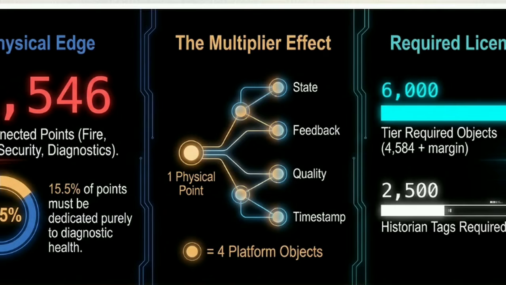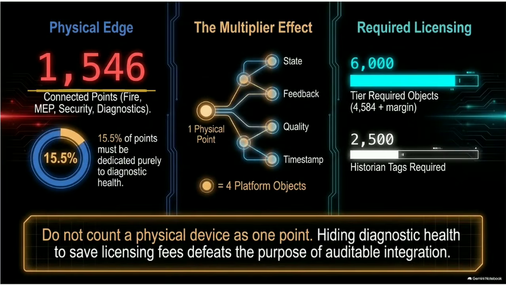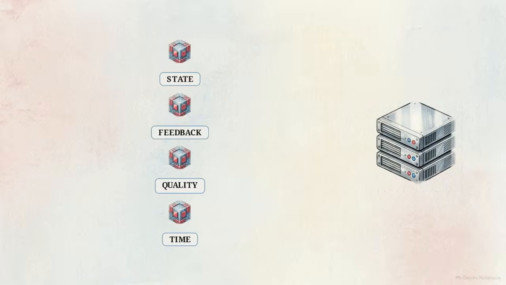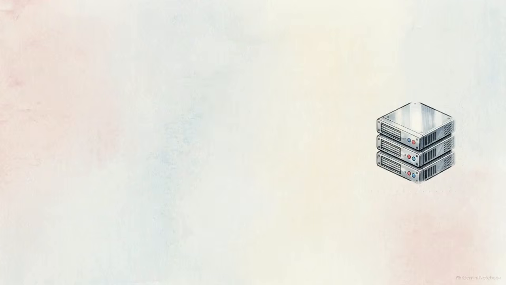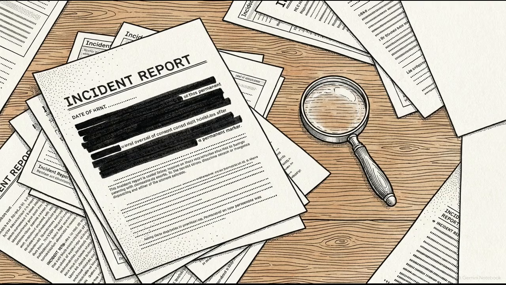A single physical point in the facility actually requires multiple digital objects on your monitoring platform. That one physical device generates a physical state, mechanical feedback, network quality data, and an exact timestamp. Mathematically, a facility with 1,546 connected physical points actually demands at least 6,000 distinct platform objects to satisfy Tier 1 licensing requirements.